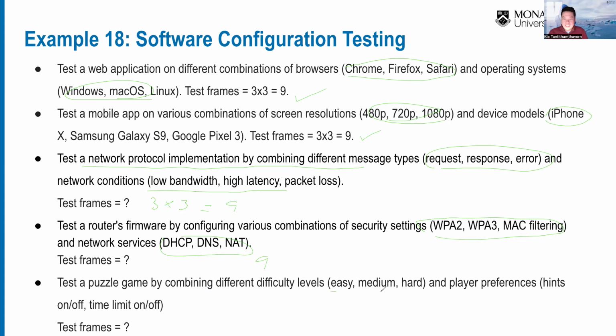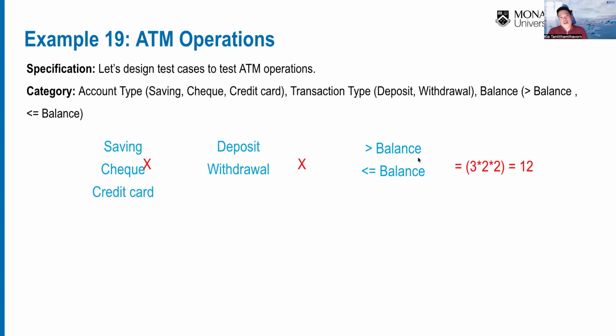And the last one, easy, medium, hard, okay? Three options. Player preference, what is that? Hint on or off, time limit on or off. Okay, so there will be four combinations here. 4 times 3, it becomes 12. All right. Make sense, everyone? Super easy. Yeah. Okay, let's take a look at the ATM operations here.